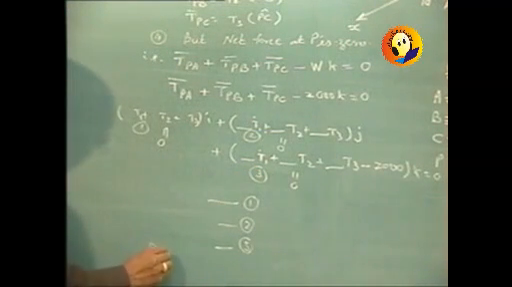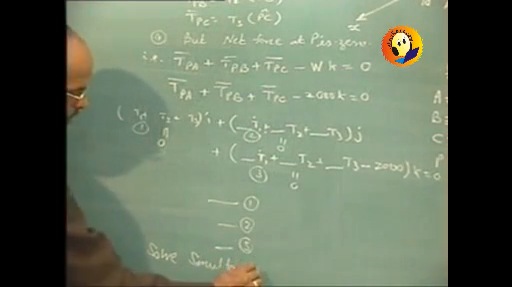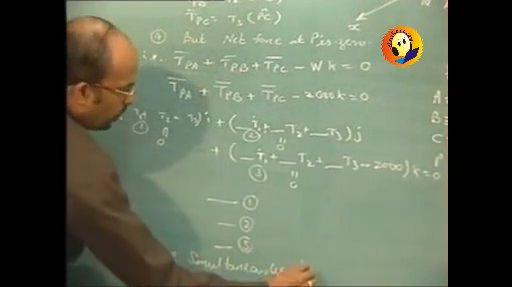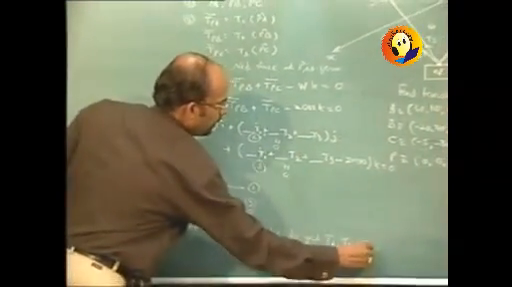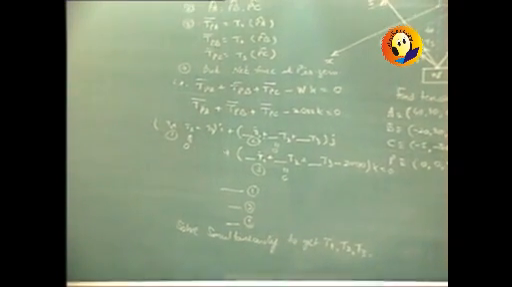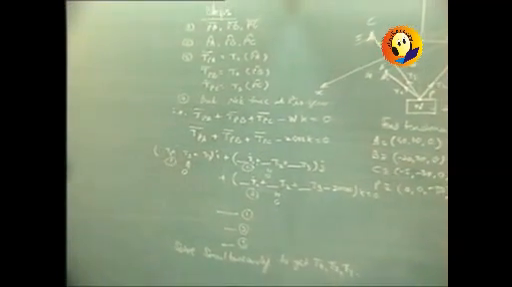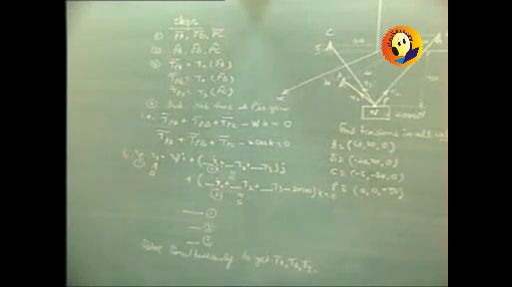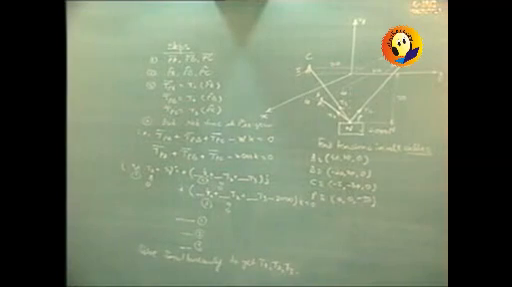Solve simultaneously to get T1, T2 and T3. And so the problem becomes a solvable one. This procedure is generally applicable for all the problems in 3D.